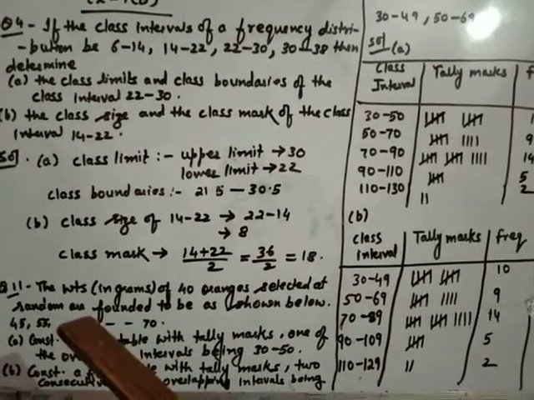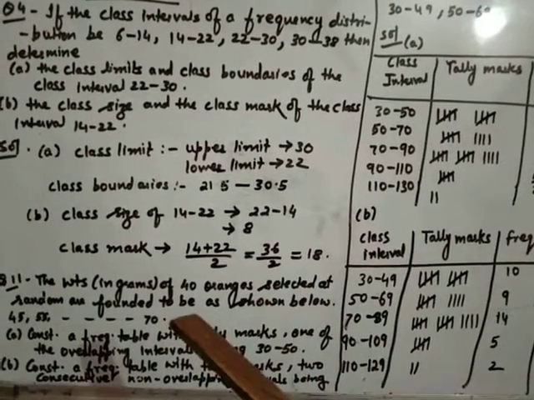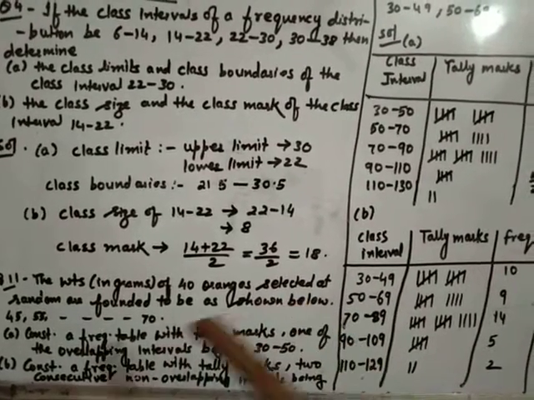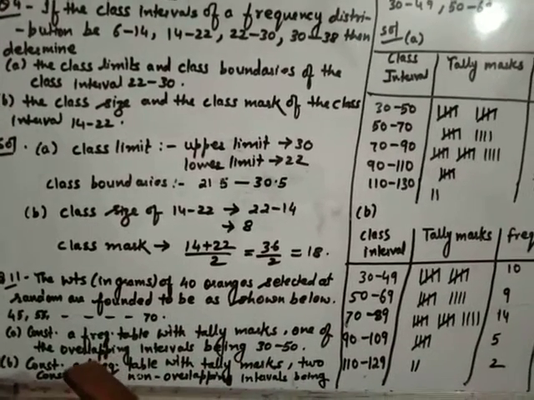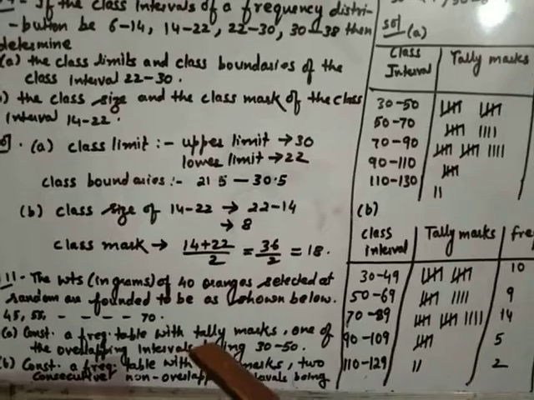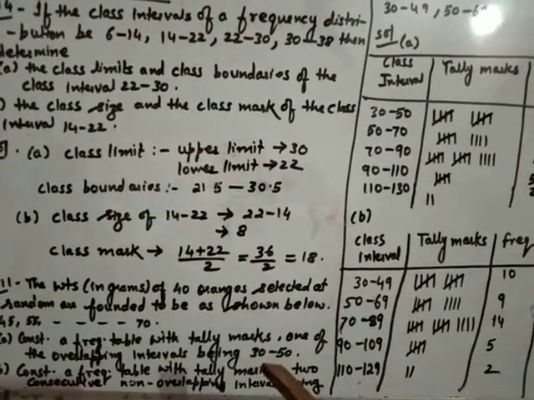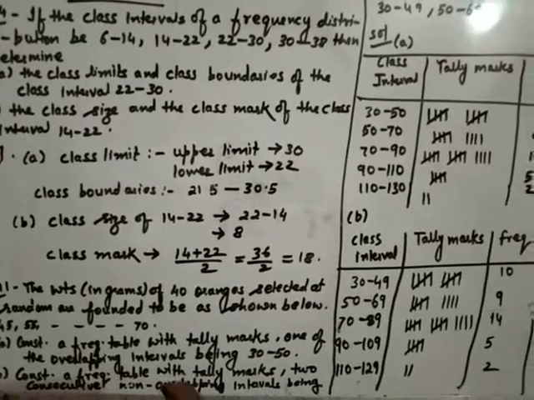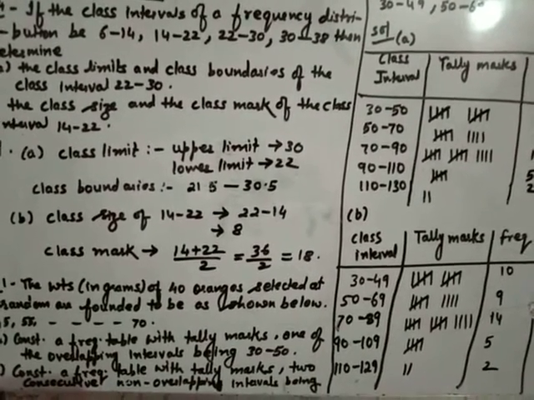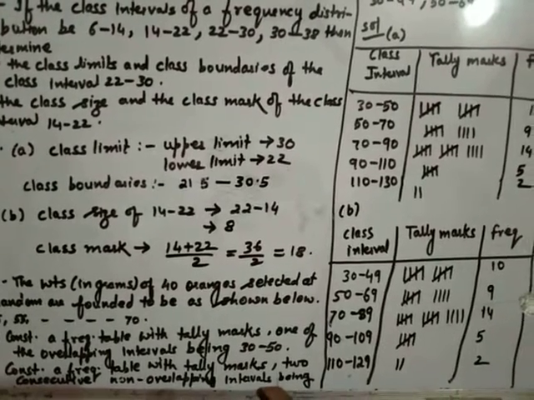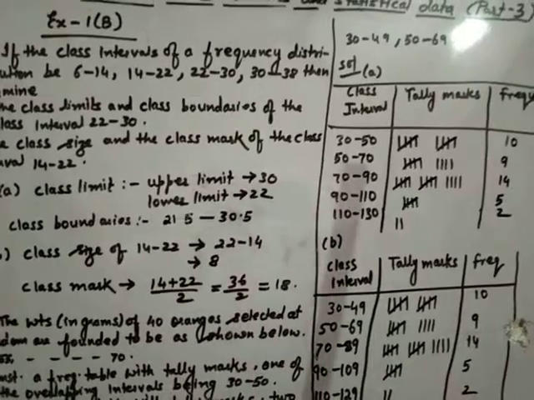Now question number 11. The weights in grams of 40 oranges selected at random are found to be as shown below. Some data are given. The first question asks: construct a frequency distribution table with tally marks, one of the overlapping intervals being 30 to 50. And second, construct a frequency distribution table with tally marks, two consecutive non-overlapping intervals being 30 to 49 and 50 to 69.